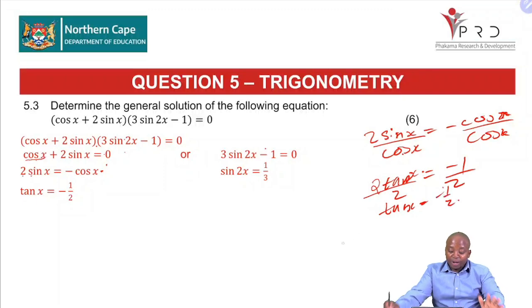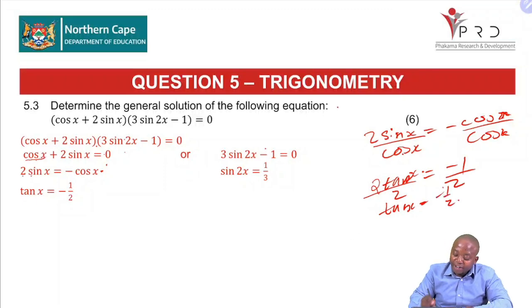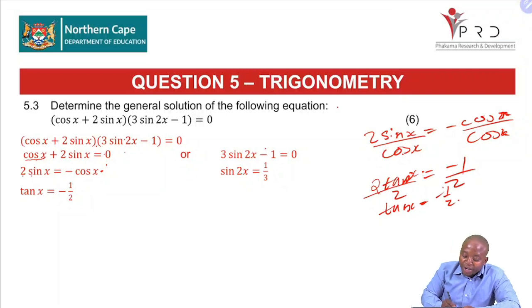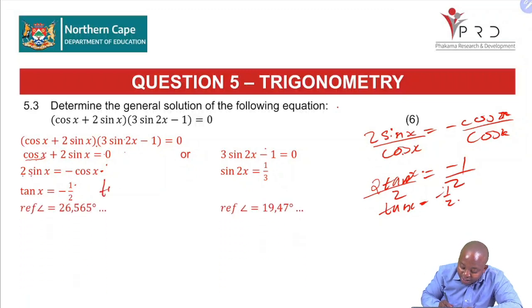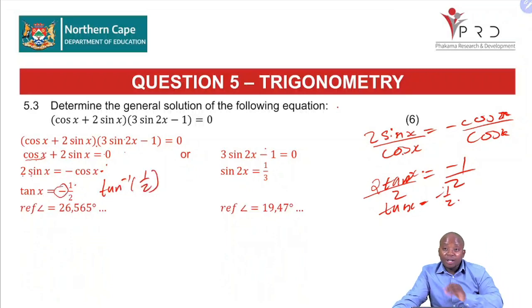So that is where we are right here. Then we need to find the general solution of tan x. To find a general solution, we need what we call a reference angle. Now, to find that reference angle, we are just going to say tan inverse of 1 over 2. Don't include the sign. The sign is only telling us where tan is negative, so we don't include that sign in that case.